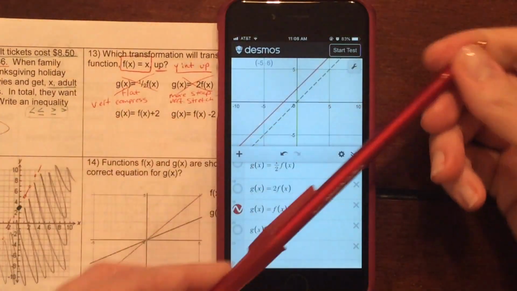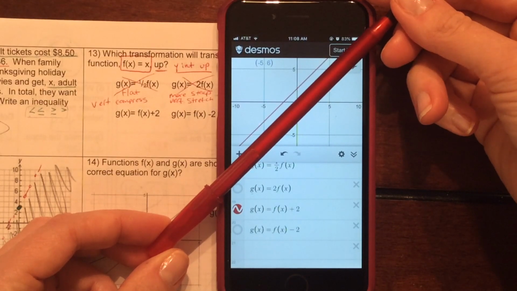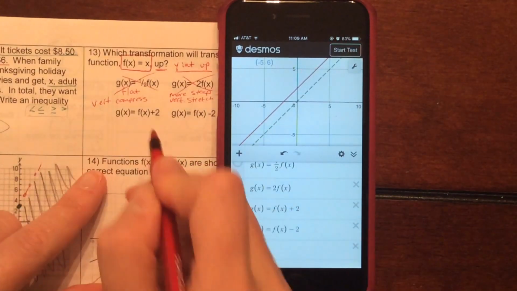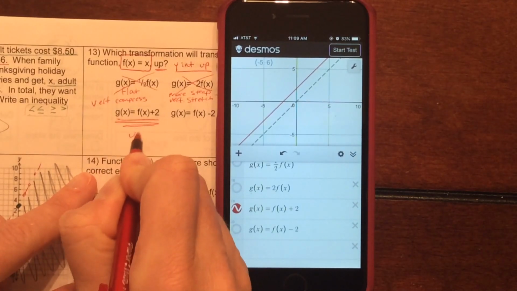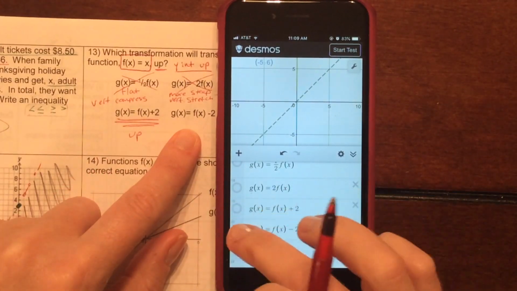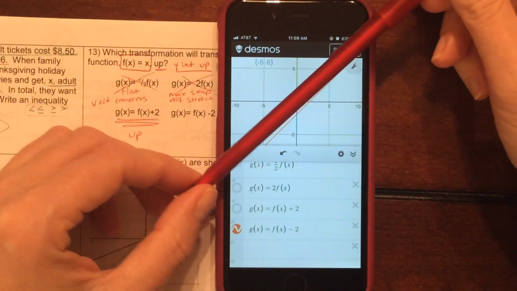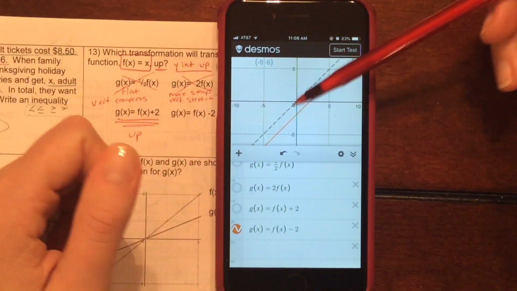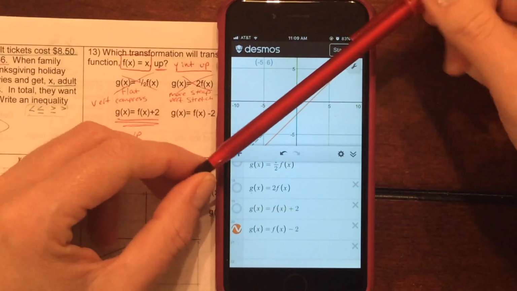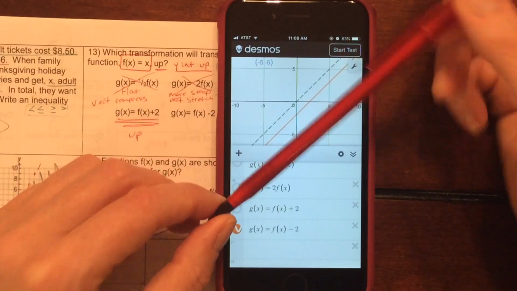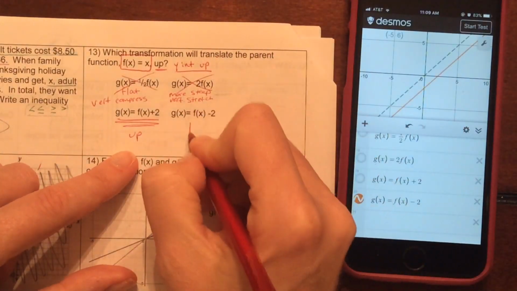So again, let's look. Here's our parent function. Did we move the line up? And yes, this one looks like it might be our answer. And then over here, I can hide it and check this one. Did we move it up? So starting at my parent function that goes through the origin to get to the new line, did we move it up? And the answer is no, we're going down. So this one moves it down.